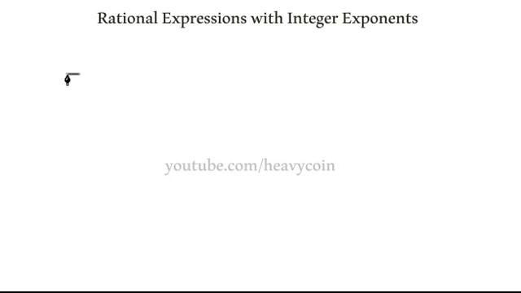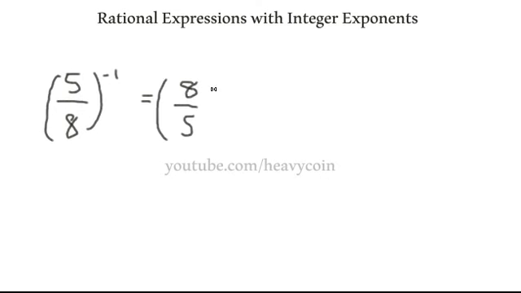How about if I had 5 over 8 and it's raised to the negative 1? Well, remember that you can flip this fraction, so you have 8 over 5. And we flip the fraction because we have a negative here, so we can write a positive now. But this is just 8 over 5 raised to the first power, which is just 8 over 5.